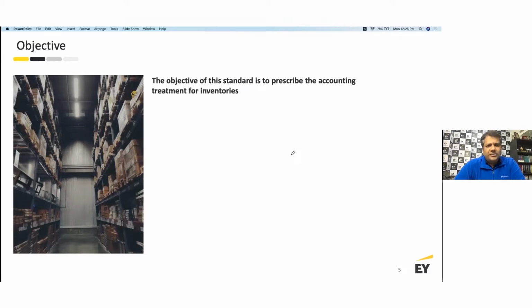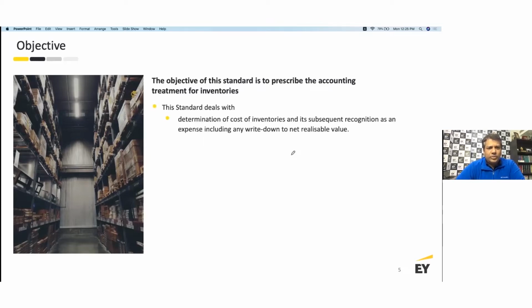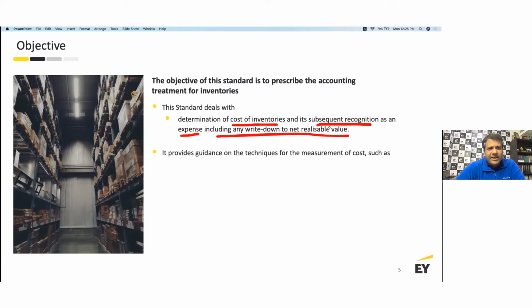Now, the objective of the standard is to prescribe the accounting treatment for inventories. What does the standard deal with, right? Determination of the cost of inventory and its subsequent recognition as an expense, including any write down to net realizable value. It also prescribes how you deal with this. It also provides guidance on the technique for the measurement of cost, right? There are several scenarios in which you don't apply, for example, the first in, first out method or a weighted average cost method. So what are those methods?